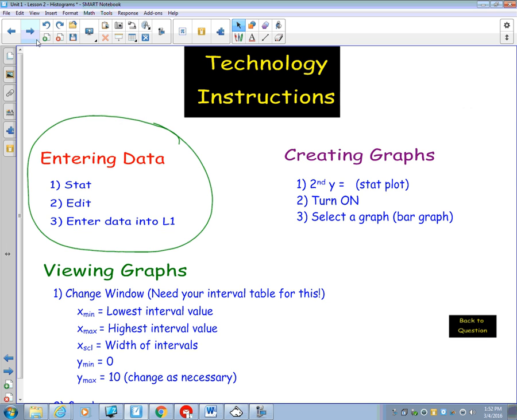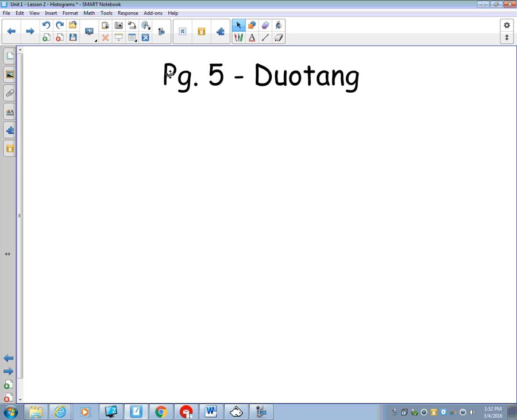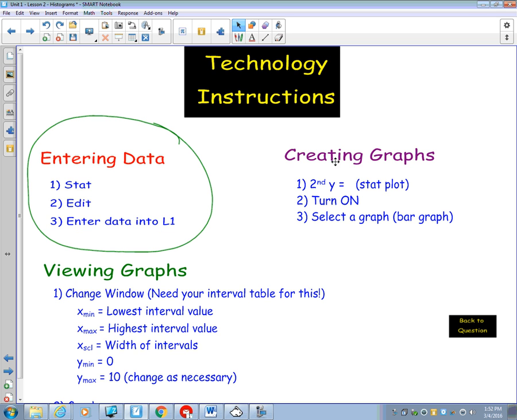Okay, a couple of questions you might want to try at the end here. Just number 5 from your duotang. Okay, there's an example there you can try. And if you need the instructions, don't forget that these are also in your green books. You can take a look at them.